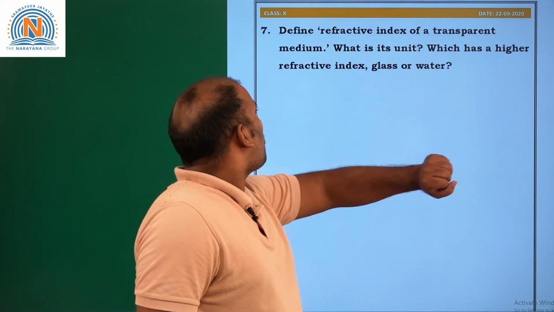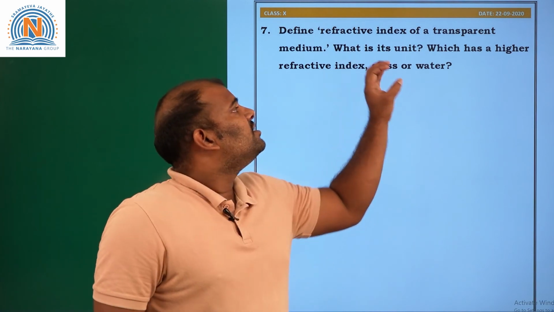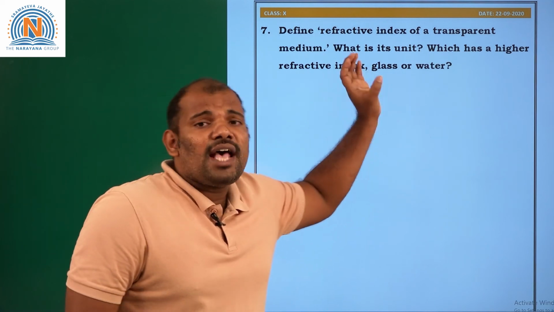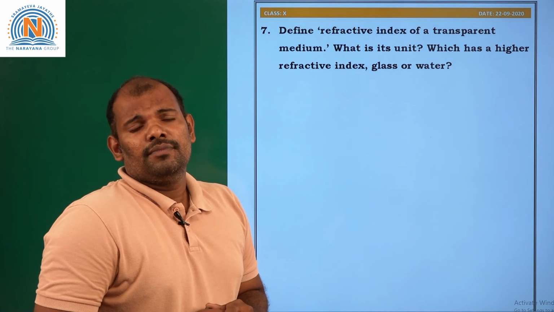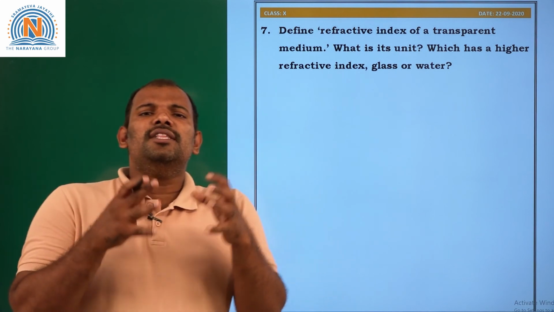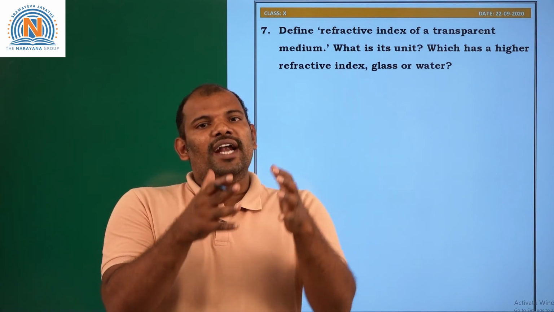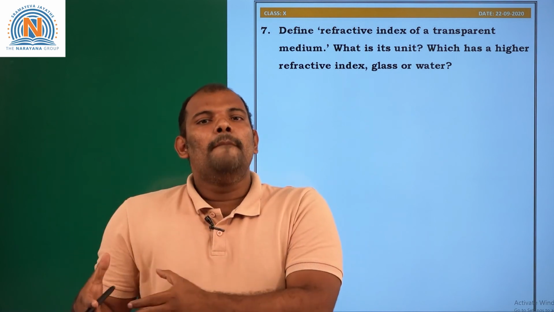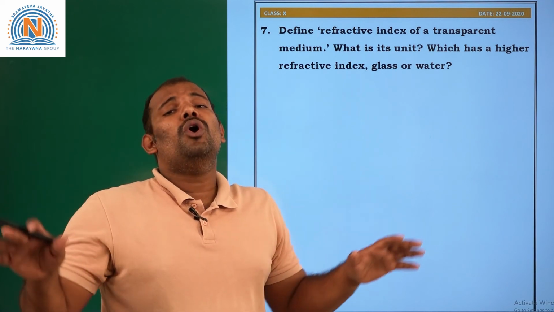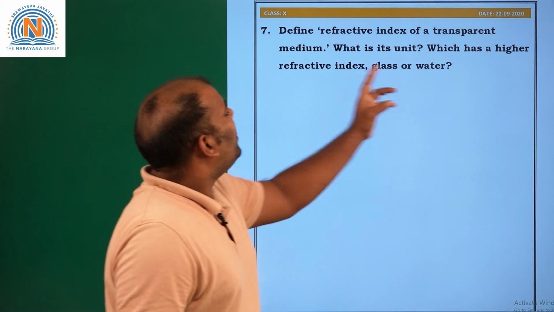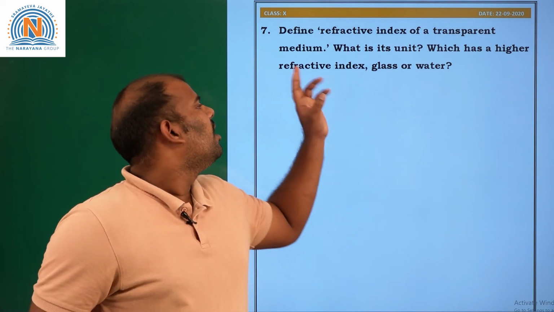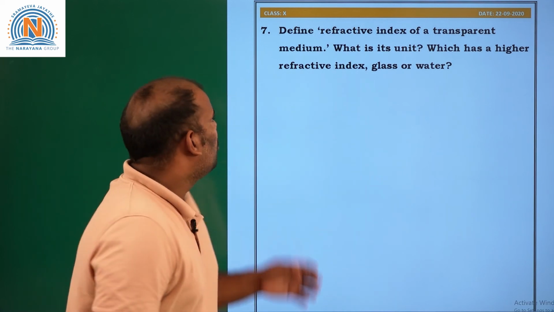Define refractive indices of a transparent medium. What is its unit? Which has a higher refractive index, glass or water? Okay, define refractive index. Refractive index is nothing but it is the ratio of speed of light in vacuum to the speed of light in medium. What is its unit? It has no units. Okay, which has a higher refractive index, glass or water? Here glass has the highest refractive index. Okay, question number 8.